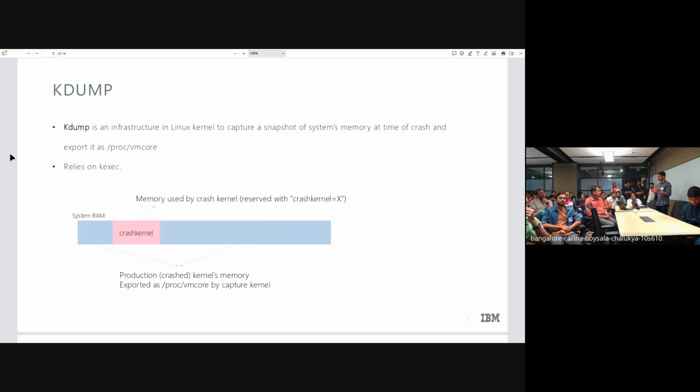The pink region is just the memory that the second kernel needs to boot, right? It needs to touch some memory. So that memory is just for the second kernel. Everything related to the first kernel is in the blue region.